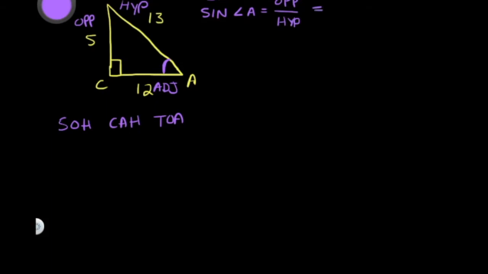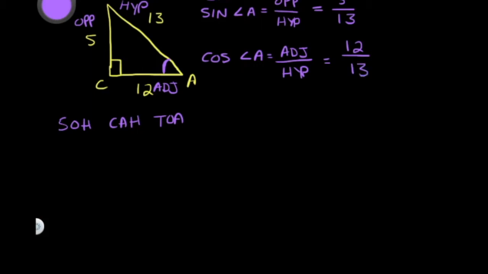So that means our sine of A equals opposite, which is 5, over hypotenuse, which is 13. If we do cosine of angle A, remember that cosine is adjacent over hypotenuse. Now the adjacent side was 12 over the hypotenuse, which was 13.